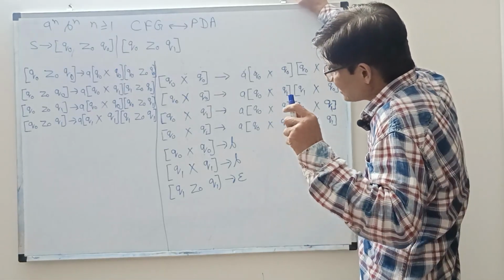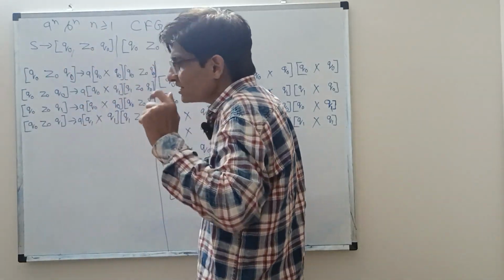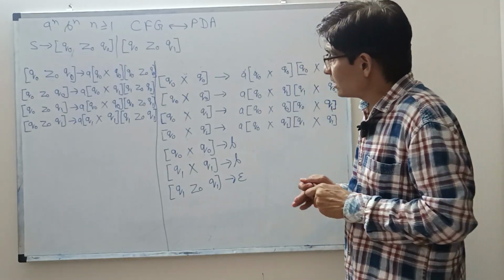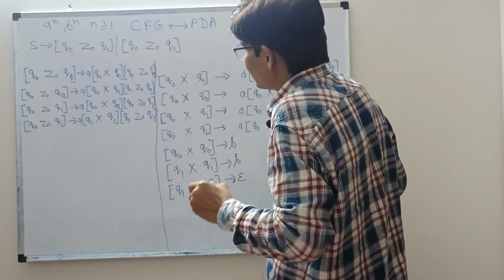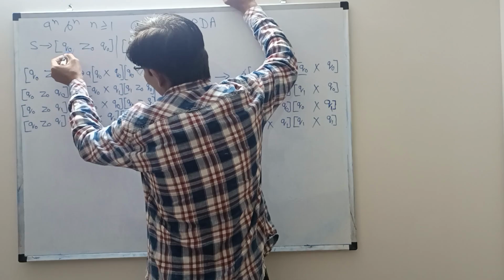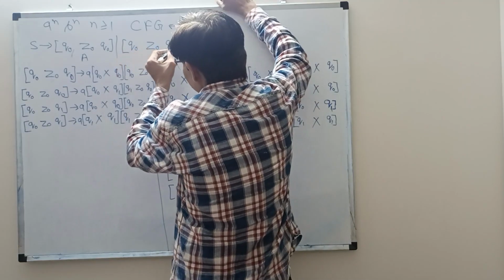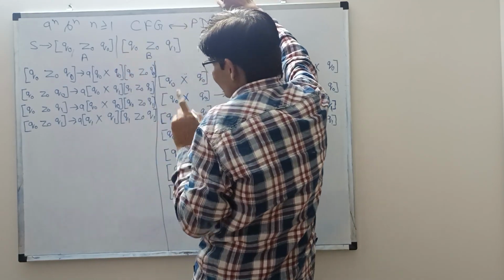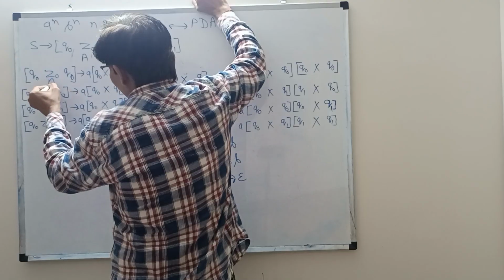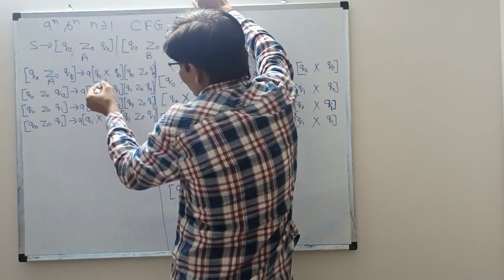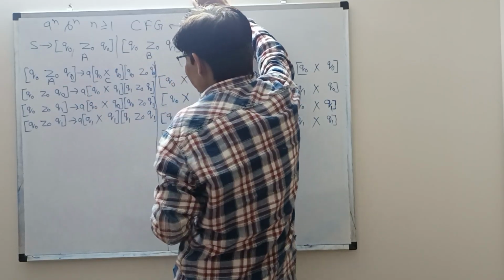Now, you can see we have so many triplets. All these triplets represent one variable each. Different triplets we can represent with different symbolic names. So for Q0, Z0, Q0, I am representing it as A. Then Q0, Z0, Q1, I am representing it as B. Now Q0, Z0, Q0 we have already named A. Now Q0 x Q0 is a new variable, so I can represent it as C.